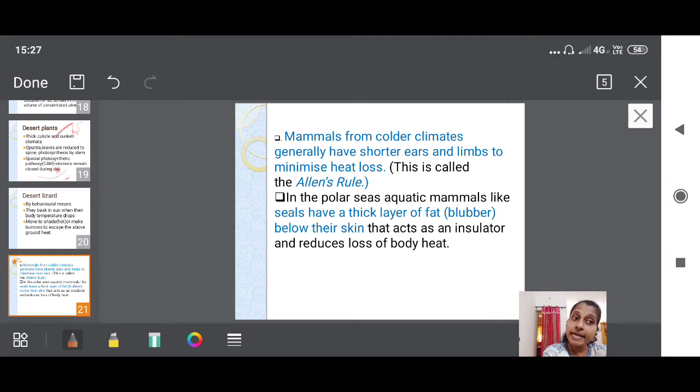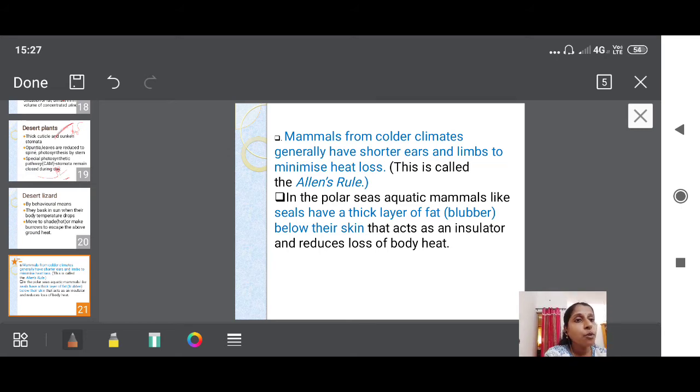Okay, so they are adapted like that. With evolution, they adapted to have what? Shorter ears and shorter limbs. Why? In order to reduce the heat loss, minimal heat loss. Okay, and this characteristic property of these mammals, we call it as what? Allen's rule. What do we call them? Allen's rule, and a very important 2-mark question.